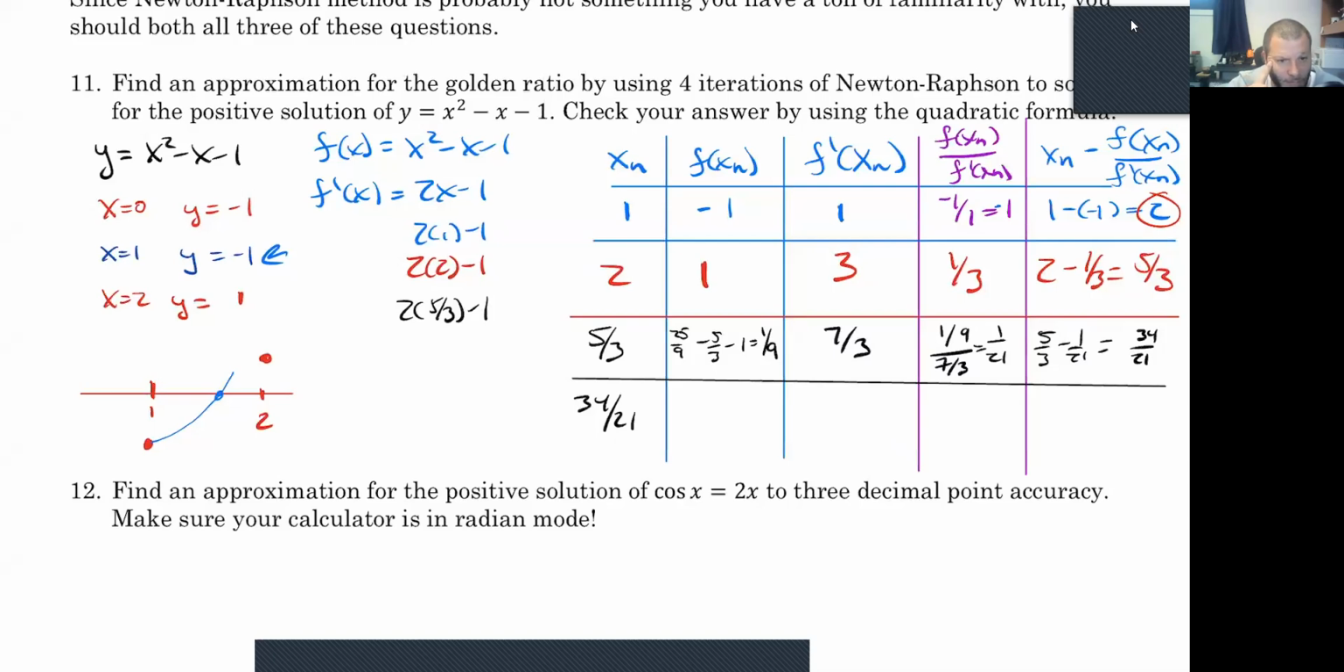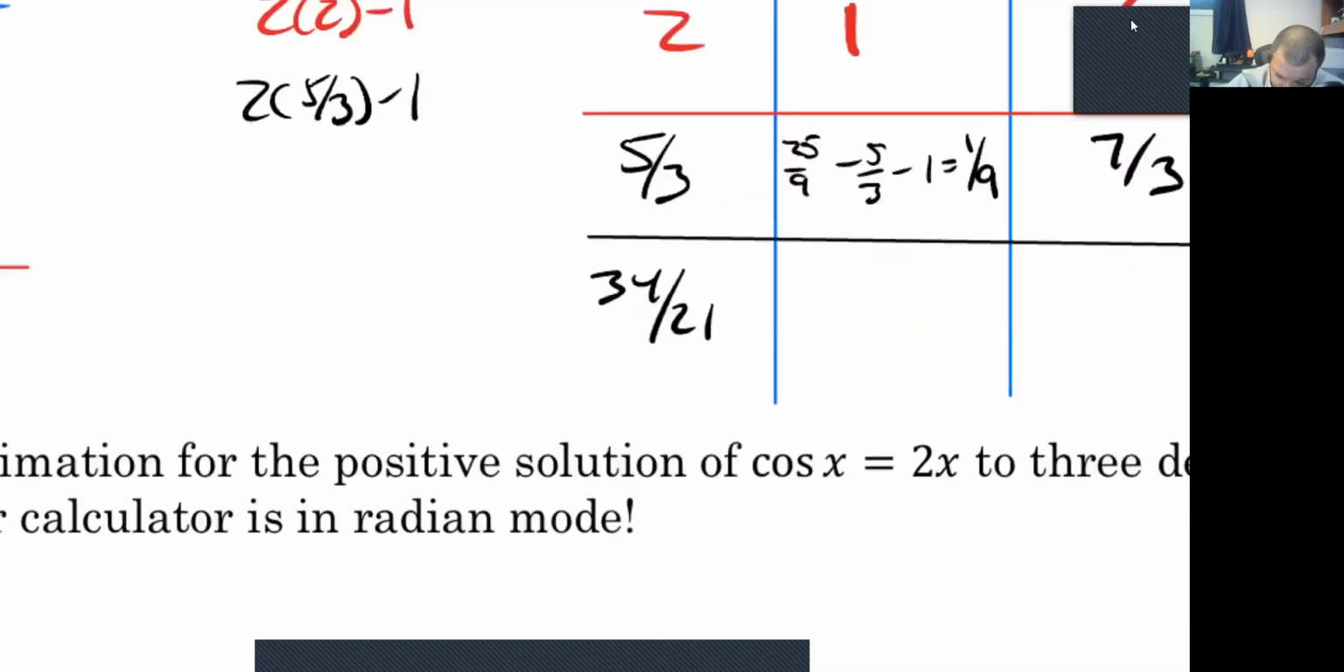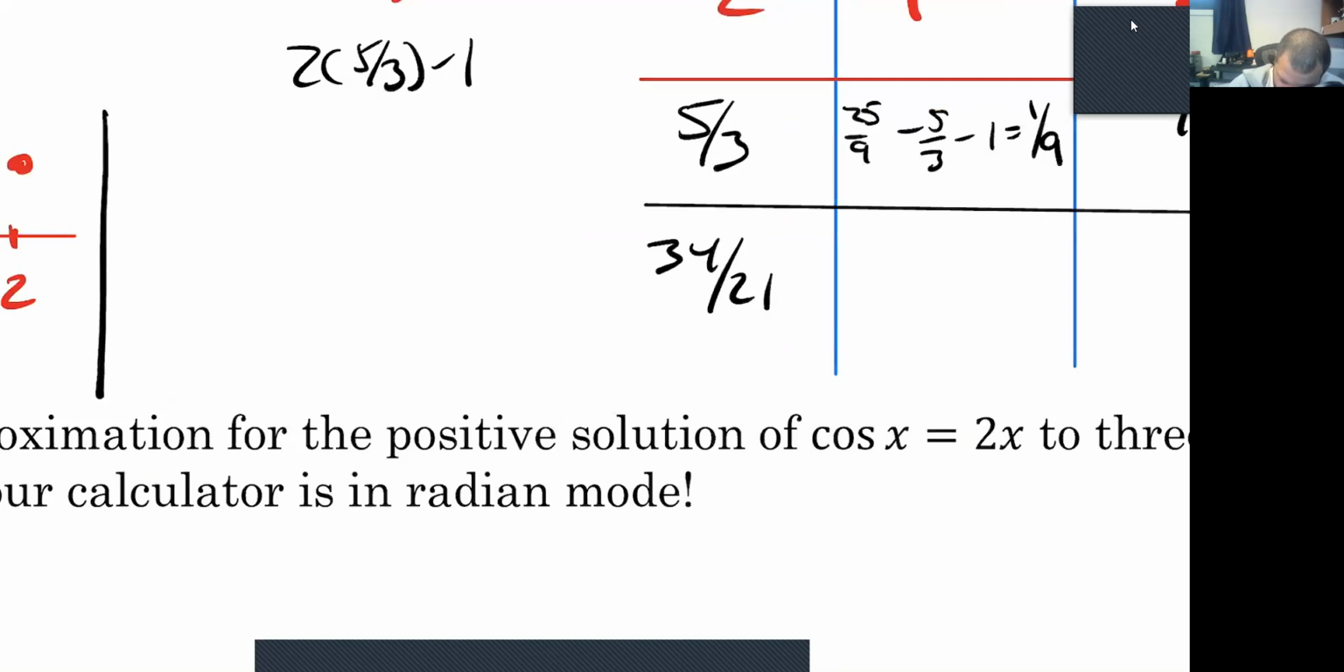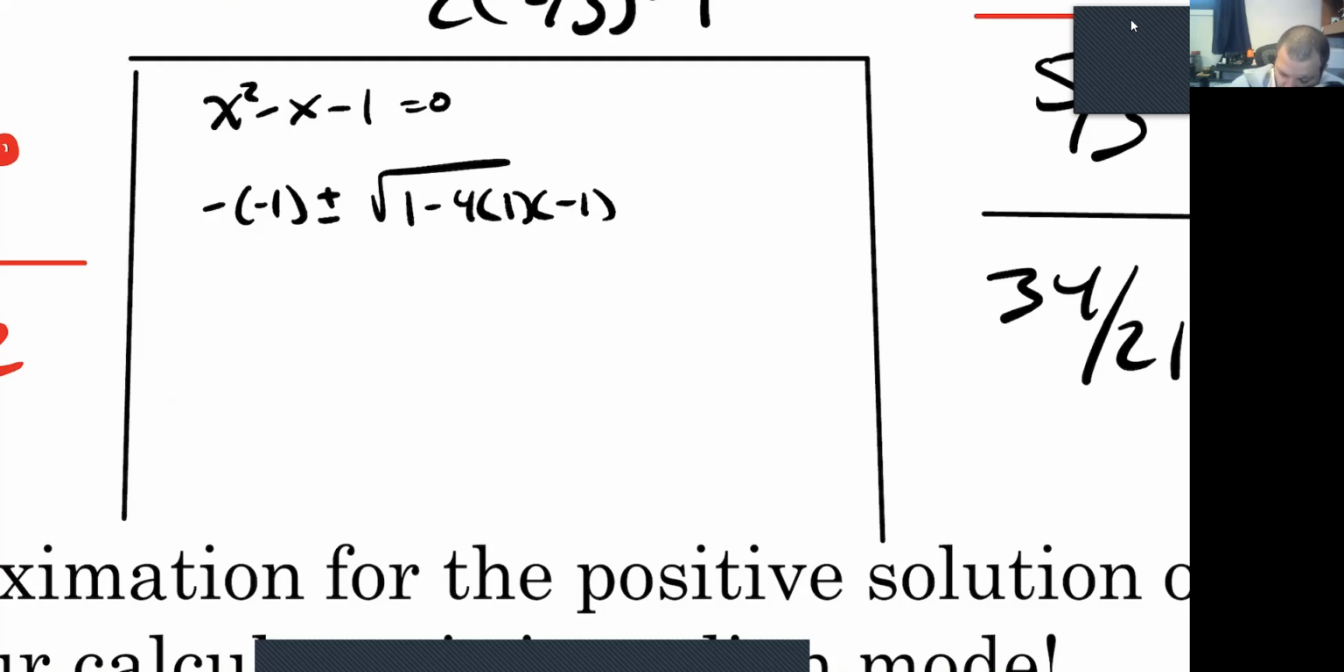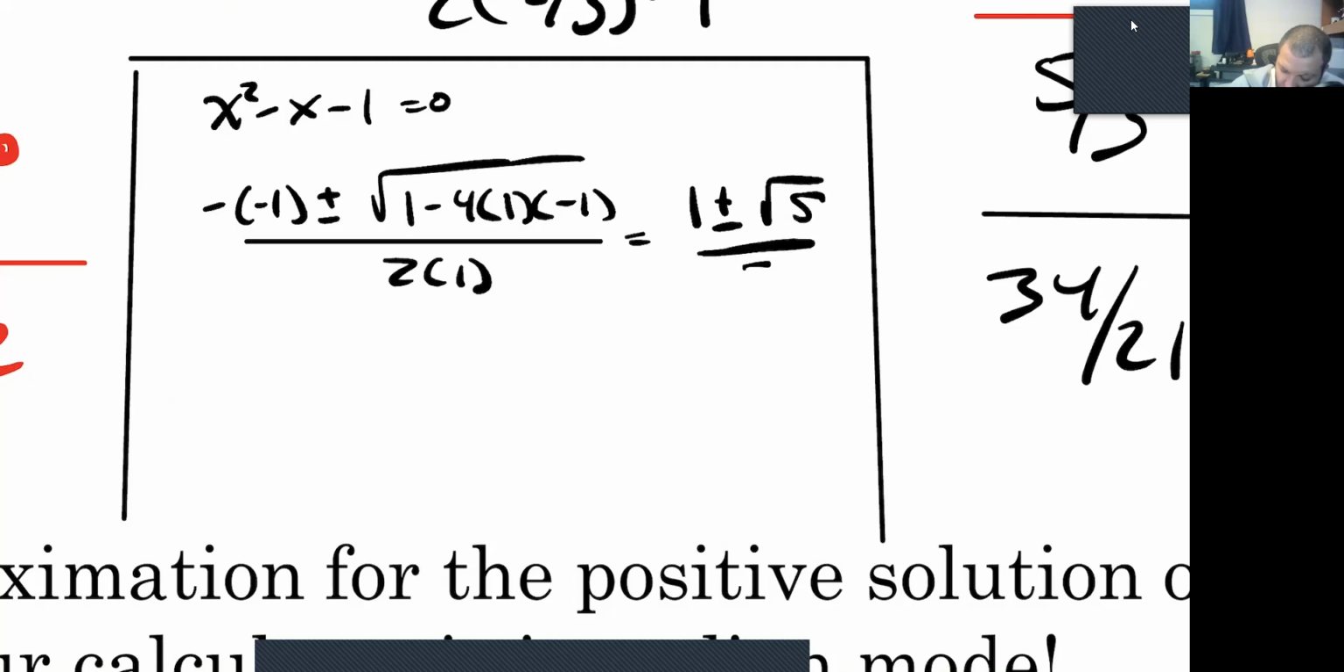Now, we obviously could have done this question using the quadratic formula. I'll just do that down here, because we have a quadratic, right? We don't need to use fancy methods when we have the quadratic formula. So we have x squared minus x minus 1 is equal to 0. So we get negative b, so negative 1, plus or minus the root of negative 1 squared, 1 minus 4 times a times c, all over 2 times a. All right, so this is going to be 1 plus or minus radical 5 over 2, which would be our exact solution.